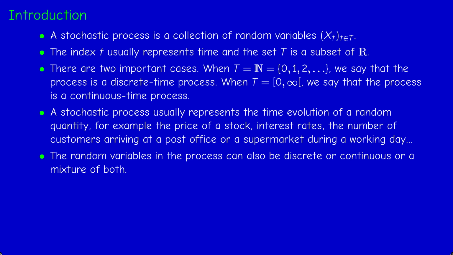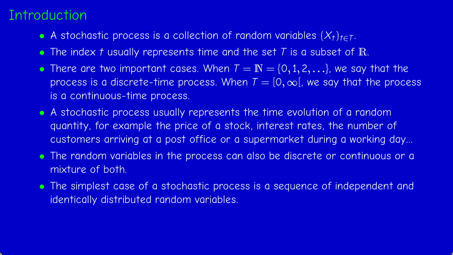As I said, each Xt in the process could itself be discrete or continuous. Now, if every Xt is discrete and the time is discrete, we have a discrete time, discrete state process. And this will be the case of chapter 1 on Markov chains.